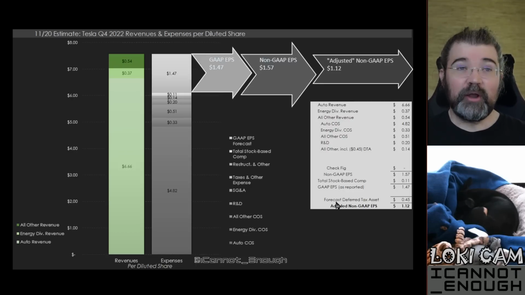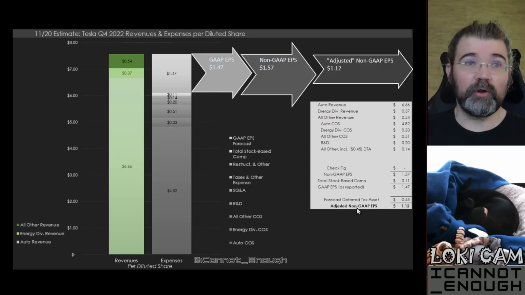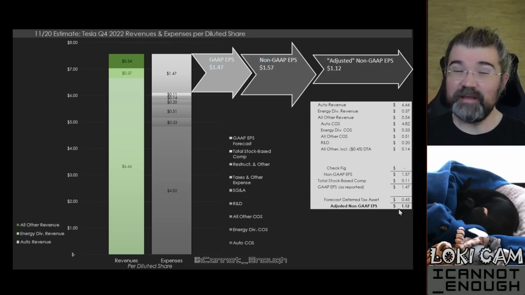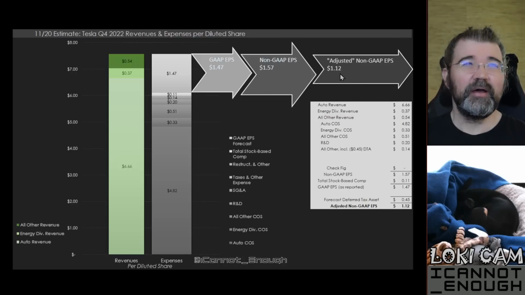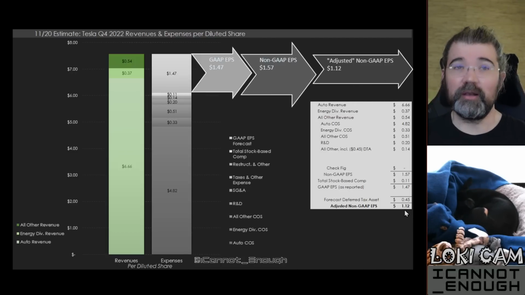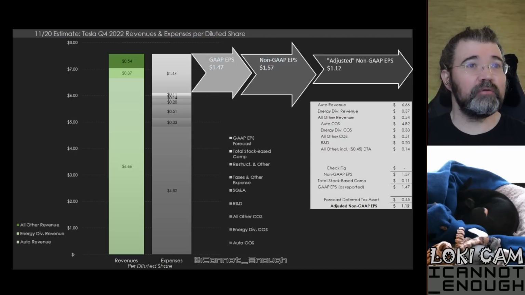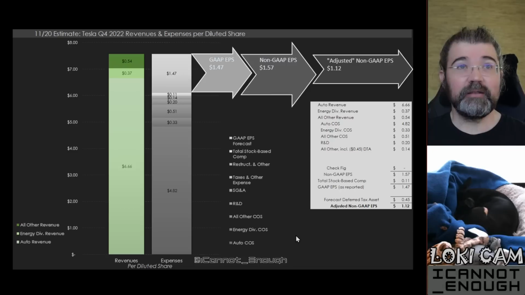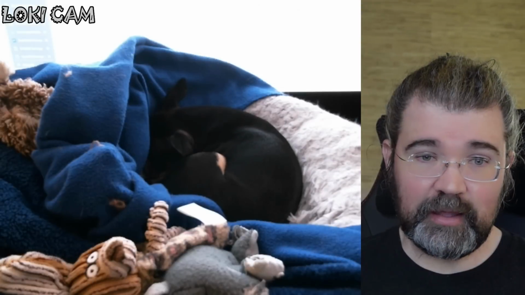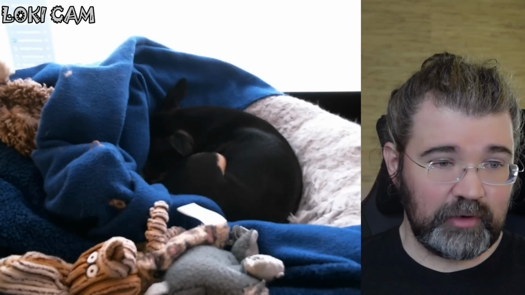And then I did break out the forecast for the deferred tax asset here. So if Tesla doesn't declare this benefit in Q4, the adjusted non-GAAP EPS will be more like $1.12. And even if Tesla does declare it, Wall Street will probably still back it out and call it $1.12 worth of sustainable EPS in Q4. And that is my explanation for this chart. And that's all I've got for that. So there's Loki still sleeping.